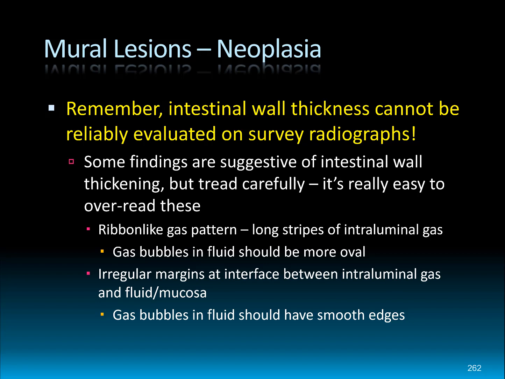A little stronger is when you see irregular margins at the interface between the gas and the soft tissue opacity, because I would expect bubbles to have smooth margins with the fluid that they're in, and so if there's an irregular margin, that suggests that the gas is right up against the wall with no fluid in between, and that most or all of the soft tissue we're seeing is truly wall.